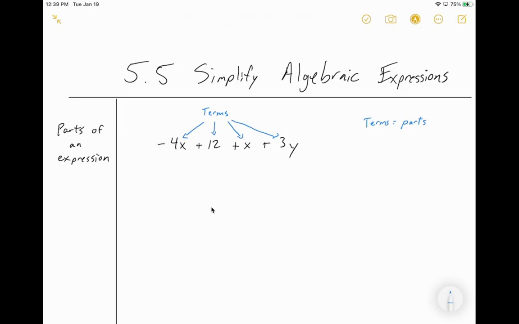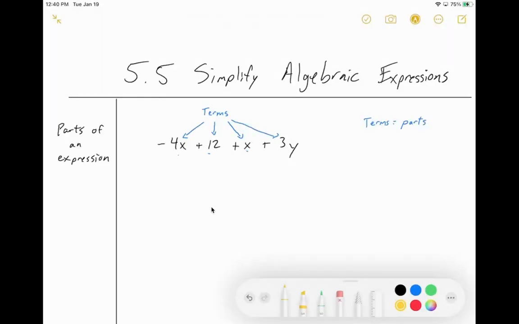Okay, hopefully that makes sense. It's just the separate parts, right? So these are the parts, and it's separated by pluses and minuses. Okay, so some people think, oh, well, negative 4 is a term and x is a term. No, negative 4x, the whole thing is a term. So when I say, what's the third term? The third term is 1, 2, 3, x. X is the third term. Got that?